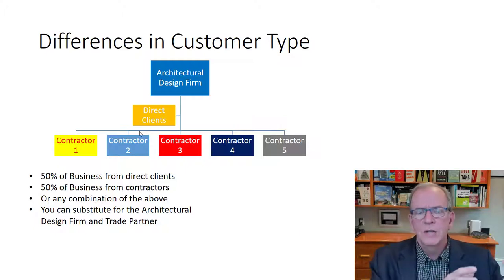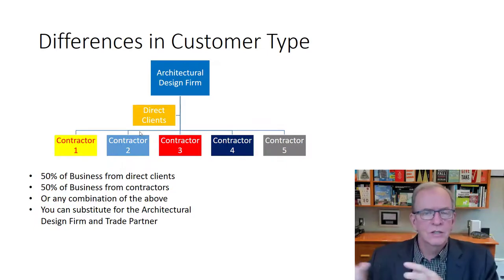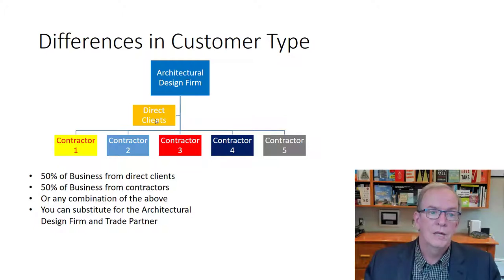If one group's in one sector of the economy and another's in a different sector, and that sector has a downturn while this one has an upturn, then that could be beneficial to you. Or it might not have as much of a downturn. So an architectural design firm could have direct clients, could do designs for homes, right? And then they could have contractors that they do designs for homes.